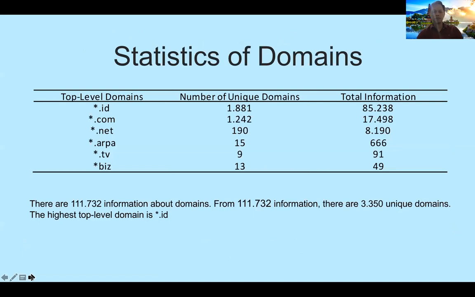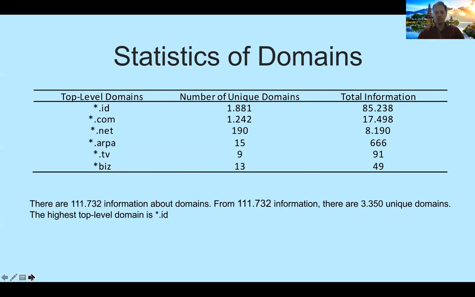Next is the statistic of domains. There are 111,632 pieces of information about domains. From all this information, there are 3,350 unique domains. The highest top-level domain is .id. The number of unique domains of .id is 1,881, with a total of about 85,238 pieces of information.